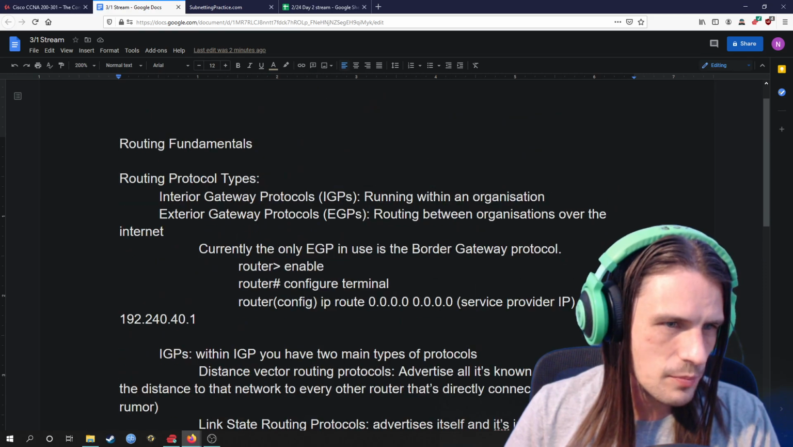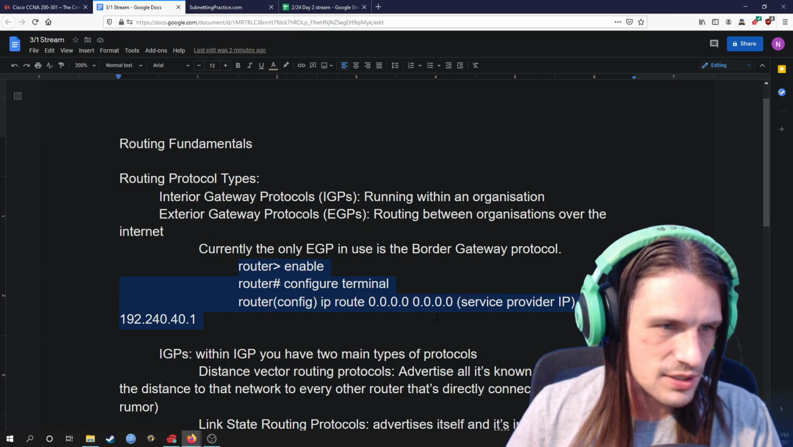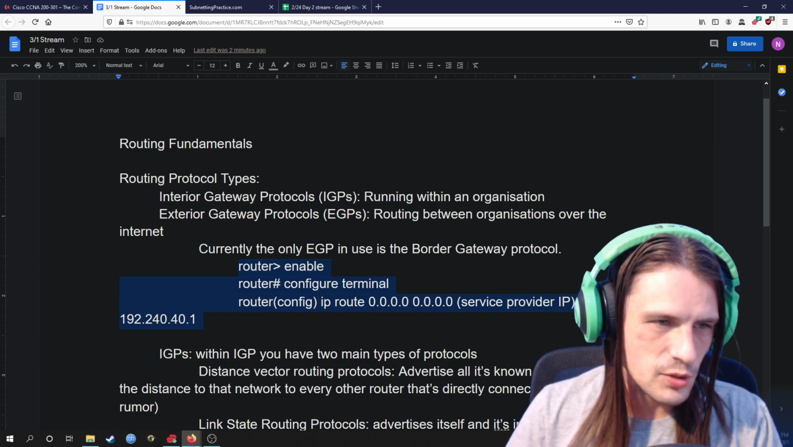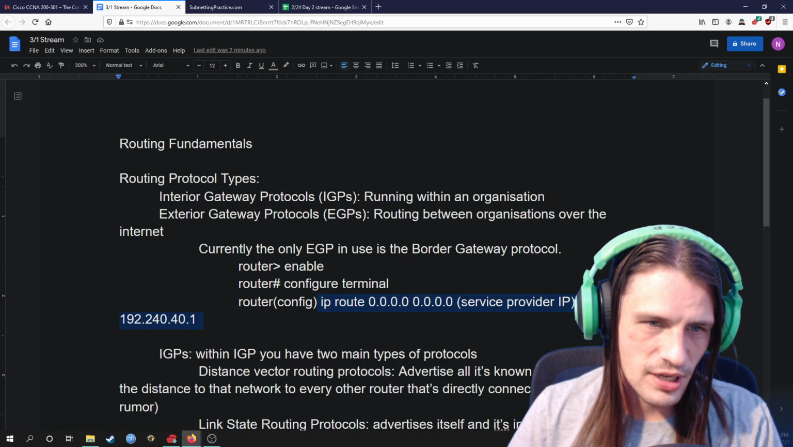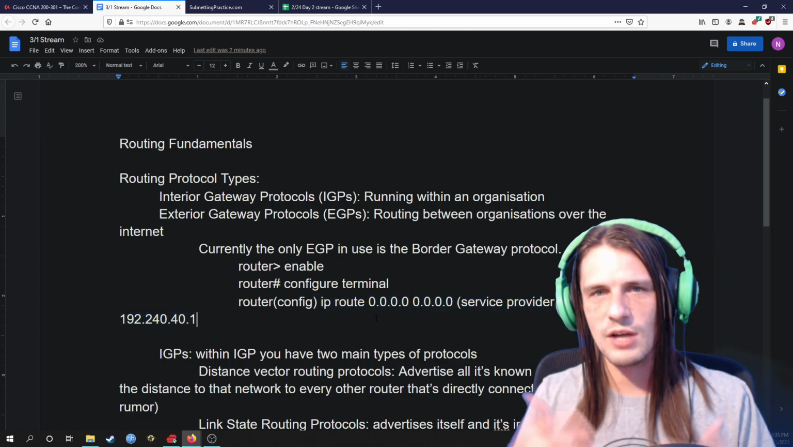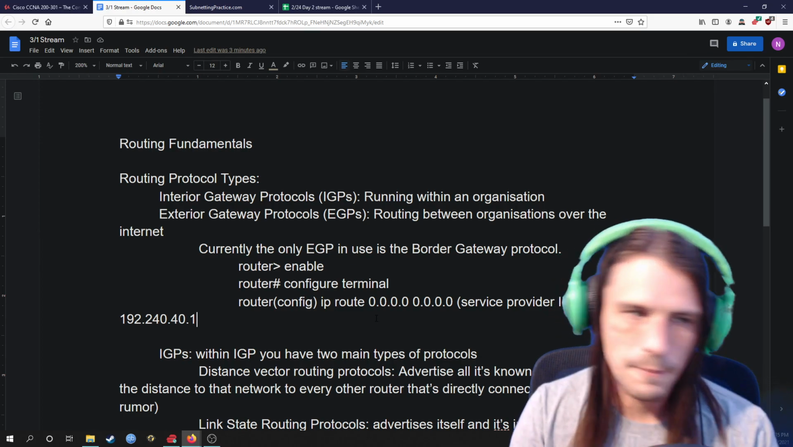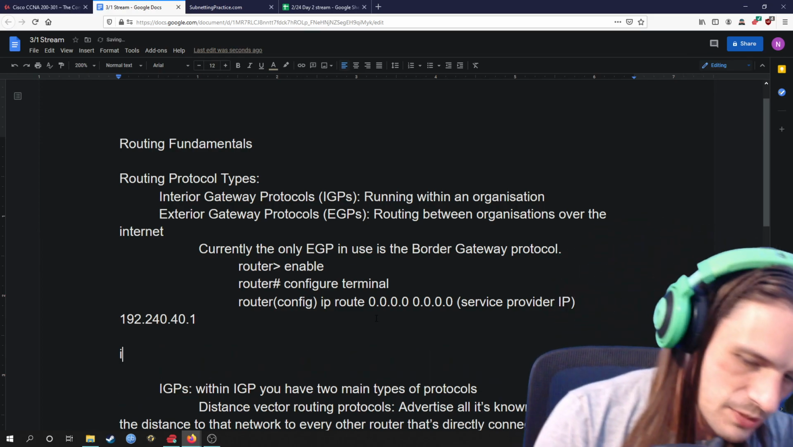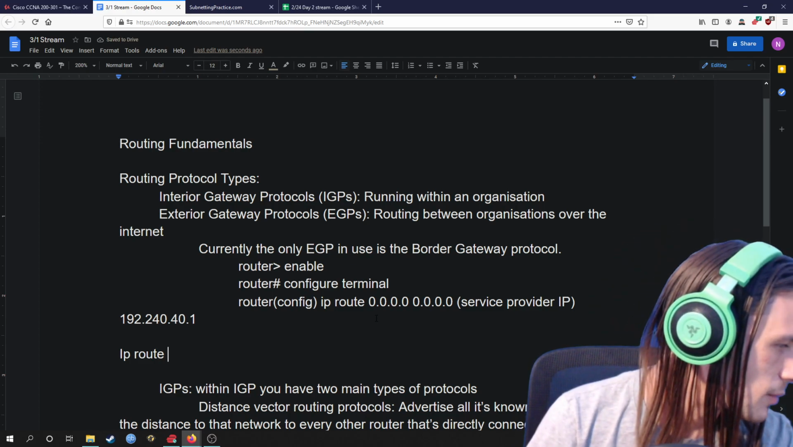So when you saw me, this is me entering in a static route. I'm doing a configure terminal, and then I'm putting in my own IP route. So this is for the border gateway protocol, but you can build your own routes between routers too. If you specifically want, so the first number is the network you want access to.